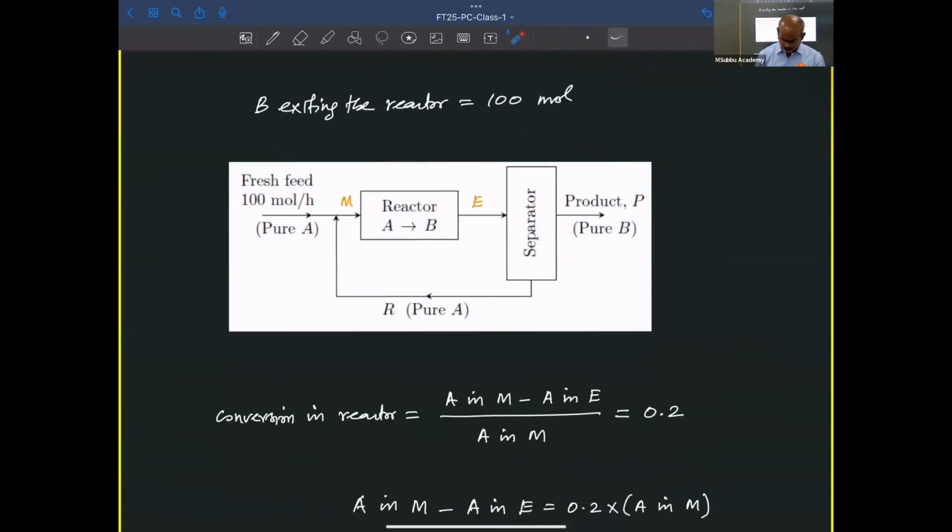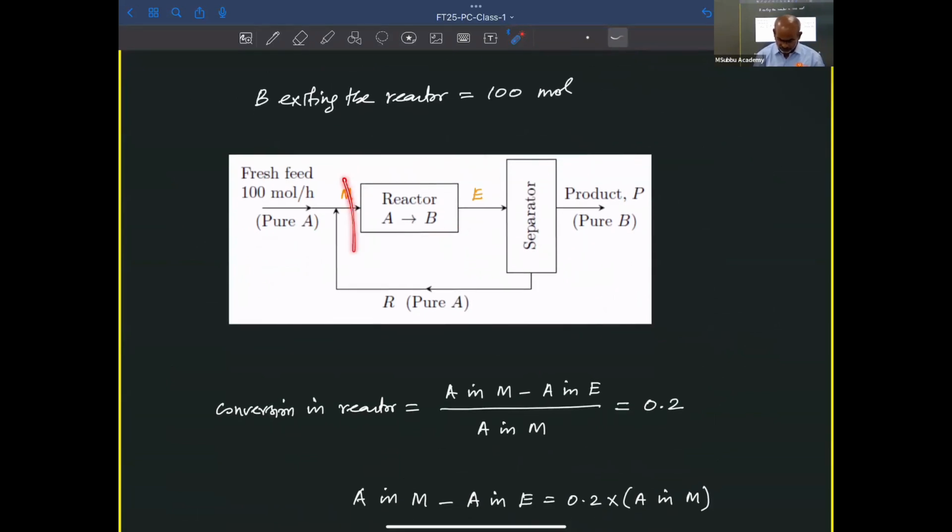The single pass conversion in the reactor is given as 20%. What is the meaning of that conversion? How much reactant is entering here and how much is leaving, that means how much reactant is consumed. This is the amount of A consumed in the reactor divided by the amount of A entering. The fractional conversion is given, so (A in M minus A in E) divided by A in M. That is the conversion definition.